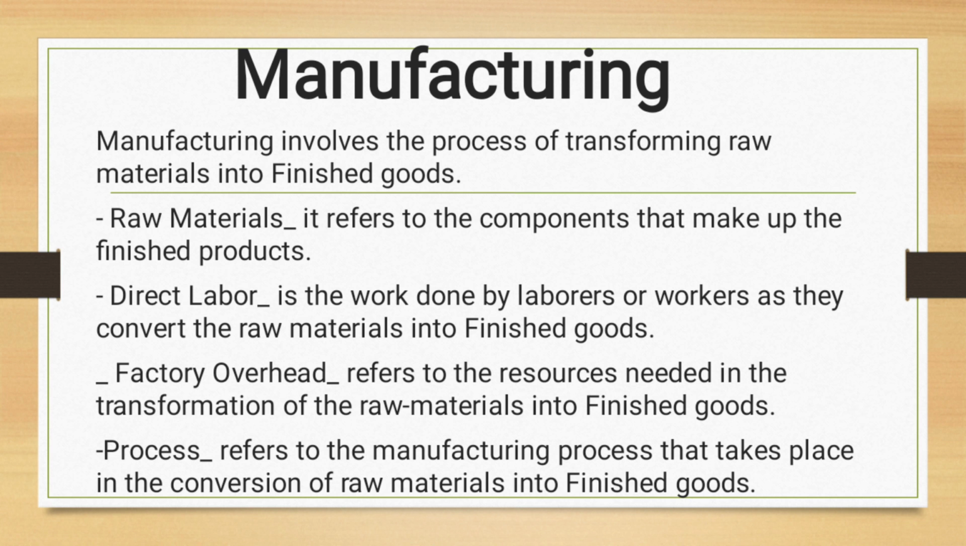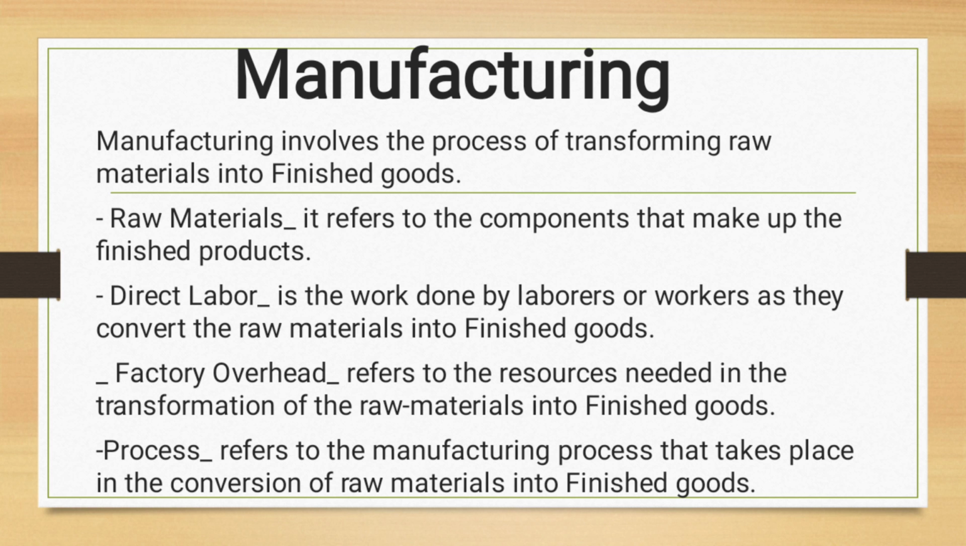So in manufacturing, it includes the raw materials. It refers to the components that make up the finished product. So, for example, if our product is a computer, the raw materials there are the computer chips, the wires, the plastic casing, the transmitter, and other parts.